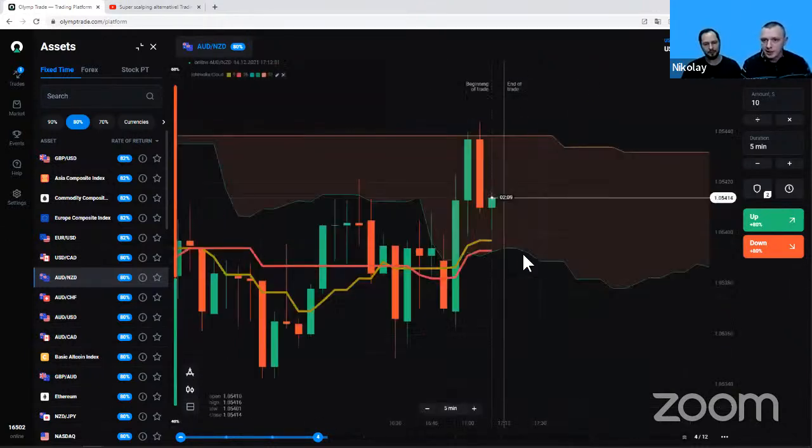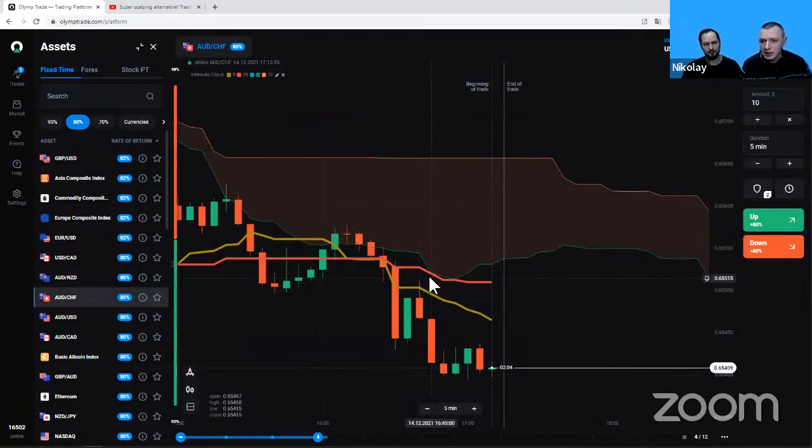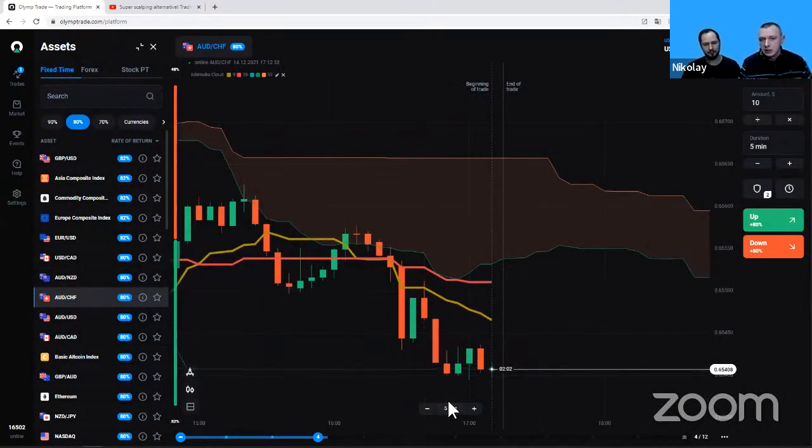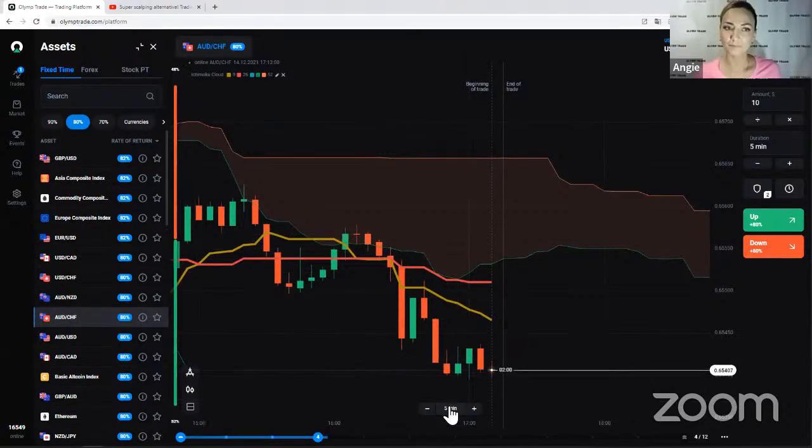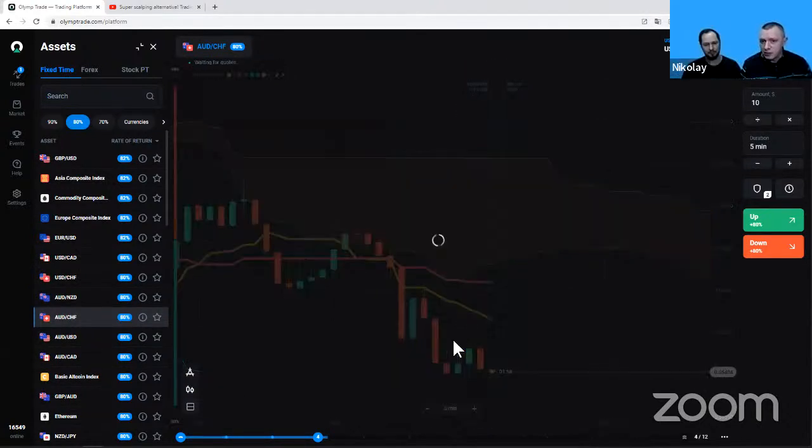So next one is, so let's have a look. Nothing here. Australian dollar and Switzerland franc. Well, the trend is bearish. The trend is bearish, so both lines are decreasing.